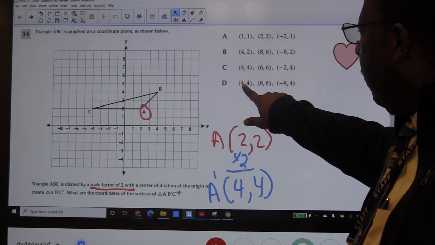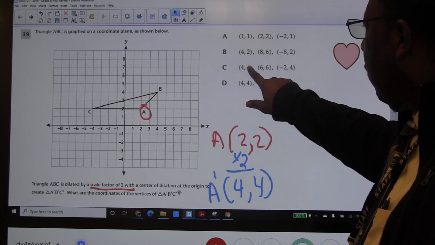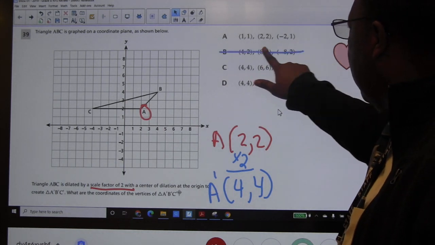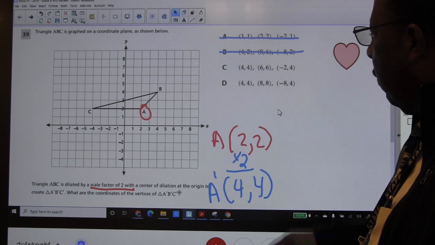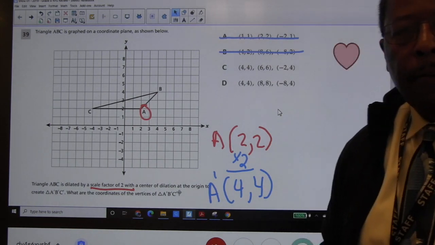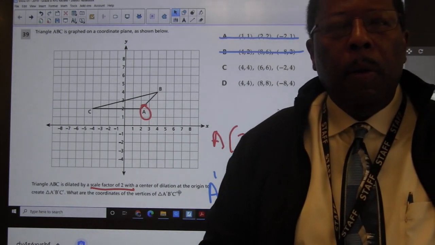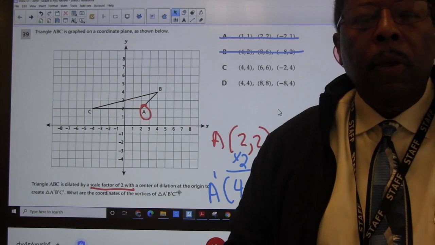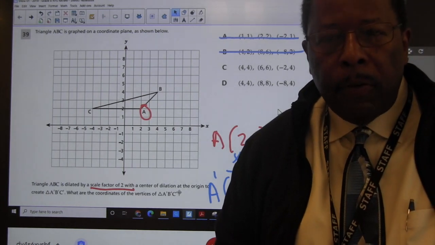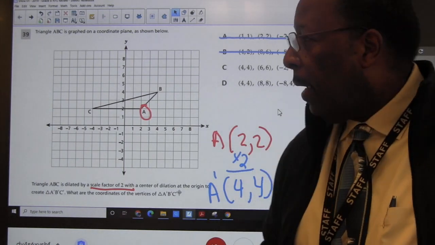So I know that 4, 4 is one of my vertices. So I would pick either C or D because those have 4, so I'm going to cross out those two choices. Notice how I eliminated some of my choices very quickly. So try to use the answers to your advantage. Next thing.